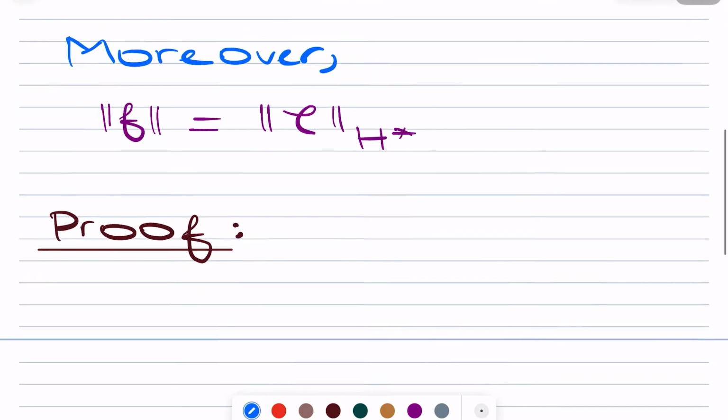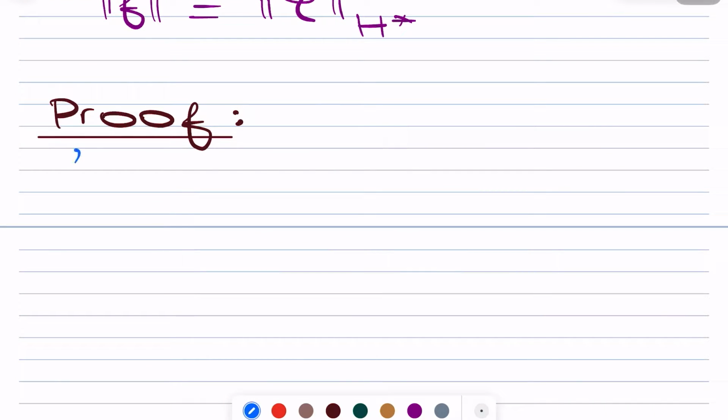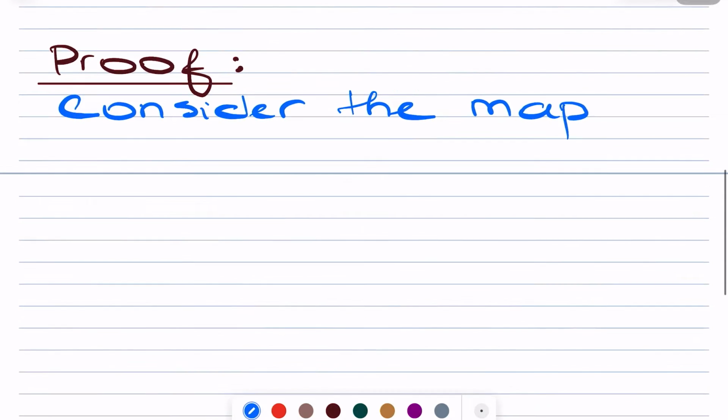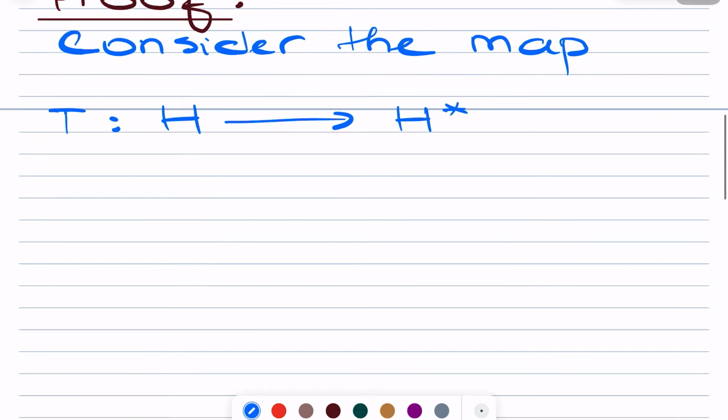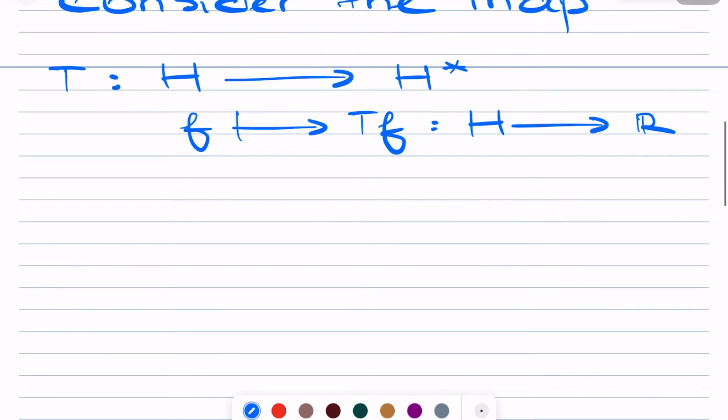What we are going to do is construct a map. Let me explain what we do. Consider the map, let's call it T, defined from H into the dual space, defined as follows. T maps f to Tf, which is a linear bounded operator on H. So this means it's again defined from H into R. We are working over the field R.